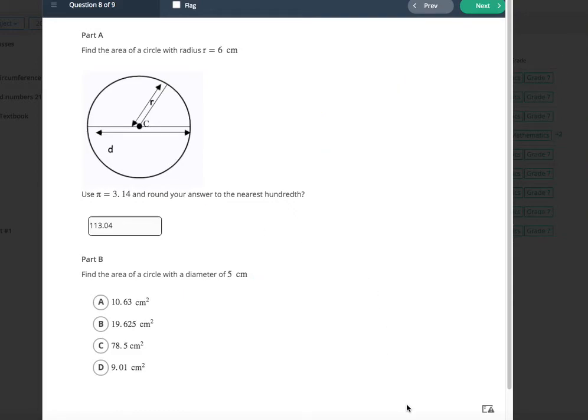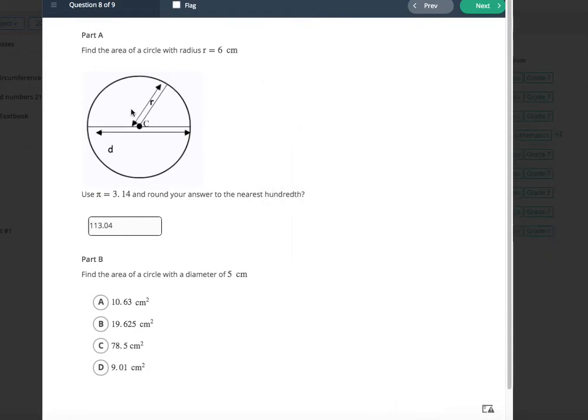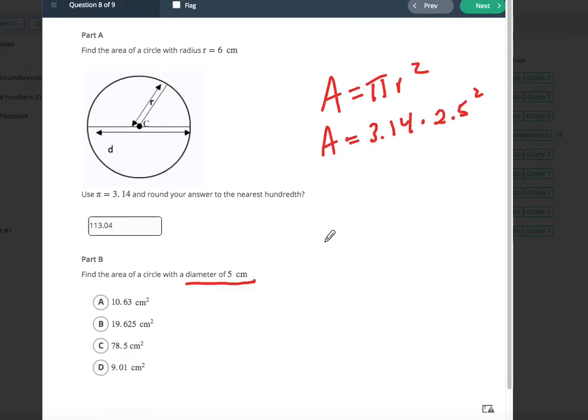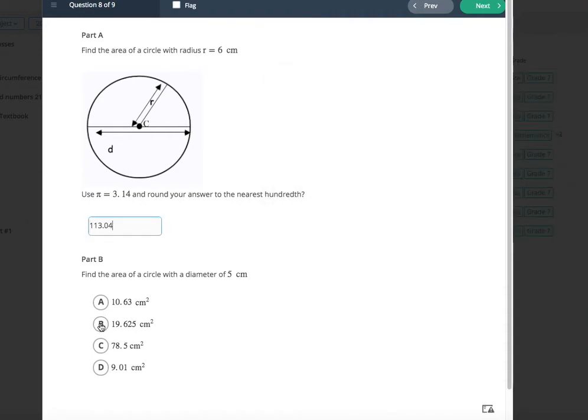So we're going to do 2.5 times 2.5, which is 6.25. I feel like I knew that, but so that's going to be area is equal to 3.14 times 6.25. So now just do that part and you're all set. Times 3.14 is going to be equal to 19.625. So that's choice B.